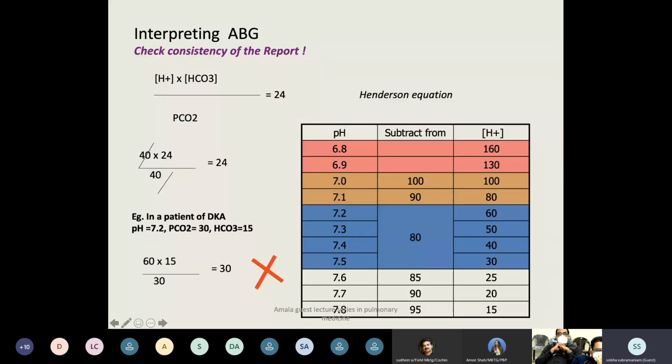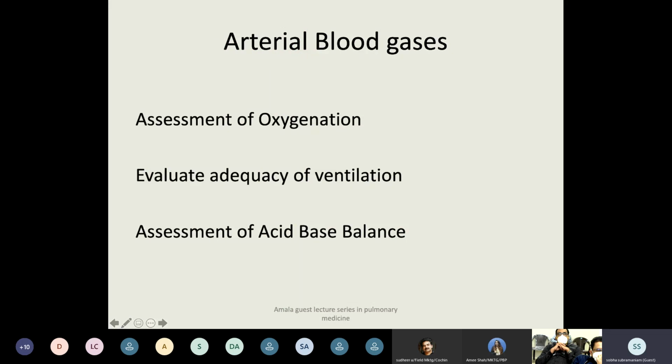So before you actually start looking at the values, check the consistency of the report, make sure that it is a properly done ABG. Now, arterial blood gases can be analyzed under 3 headings. The first one is the assessment of oxygenation. Second one is the adequacy of ventilation. Then only you look at the acid-base balance.